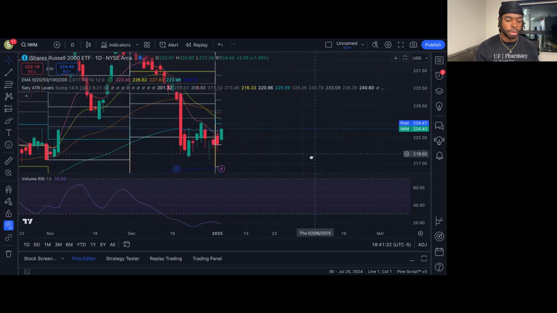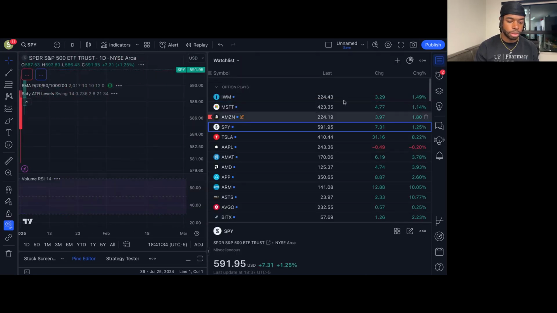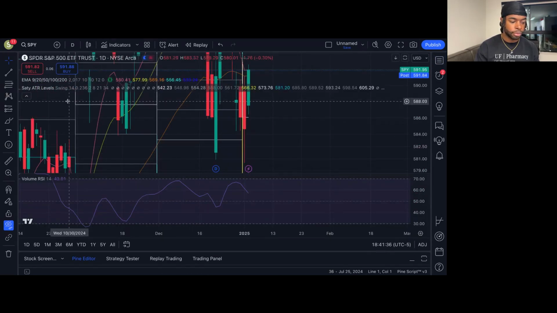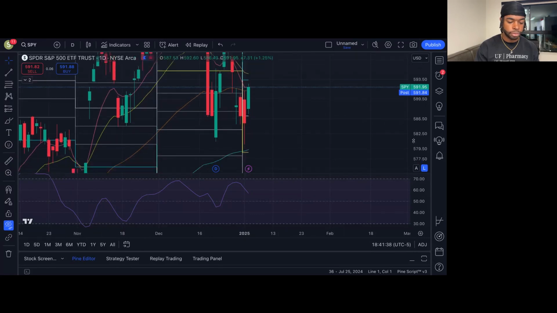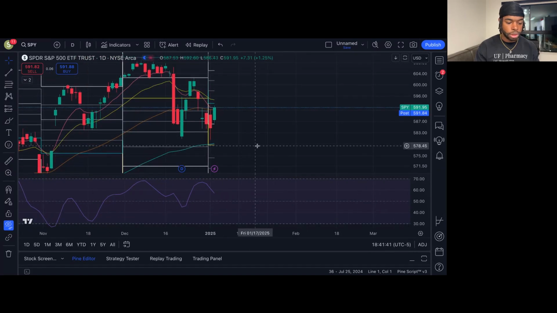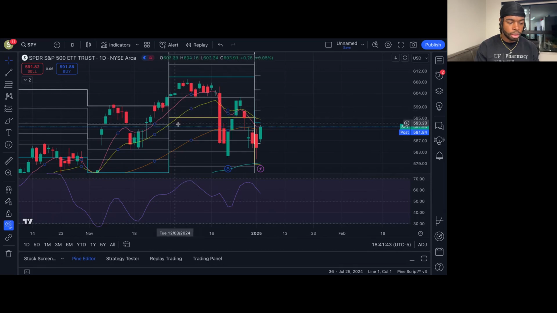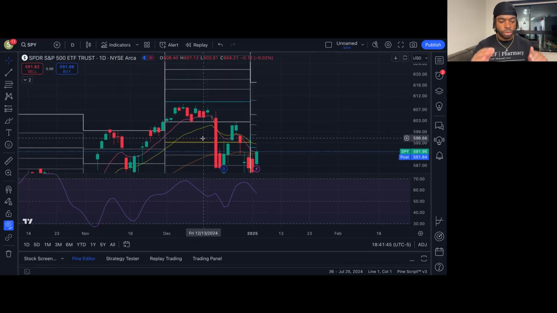And this looks a lot better. Actually, let's go to SPY. SPY looks pretty good here. So if we go to SPY, you can see there's the ATRs, the average true range. So it gives you an estimate of the average distance that a stock moves.